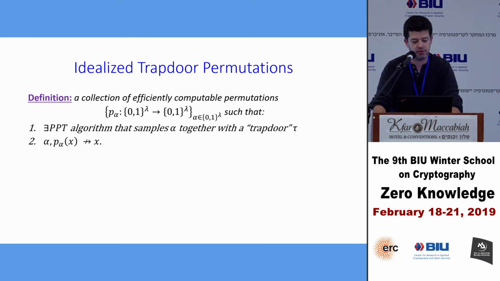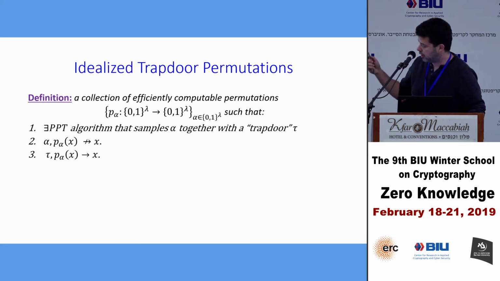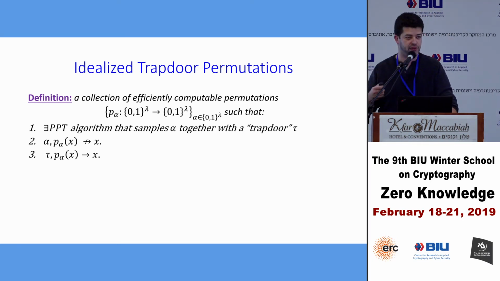The cool thing about trapdoor permutations is that it actually becomes easy to find the inverse if I also give you the trapdoor. Okay, and hence the name. So if I give you the trapdoor tau, and now x can be arbitrary, so even in the worst case, if I give you tau and p sub alpha of x, now you can efficiently recover x. So given only alpha, you cannot invert. Given tau, you can invert even in the worst case.